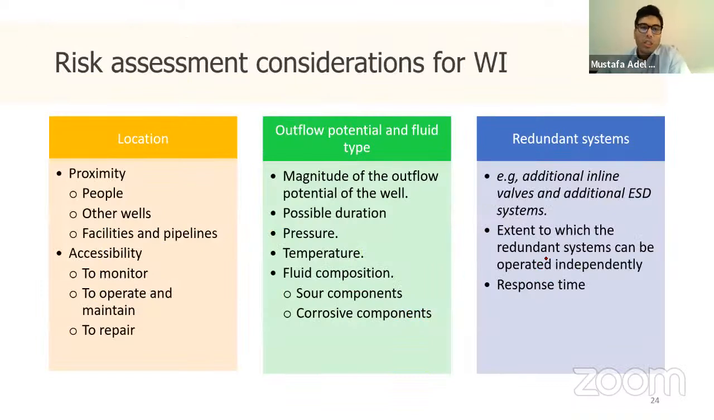If you go to the item related to risk assessment consideration for well integrity, it takes into account very wide specifications on the wells, like location. A well that's close to people's camp is a well that should be treated with more care than wells that are farther away from people. Are wells close to each other or not? Are the wells close to facilities or pipelines? These wells, you treat them differently.